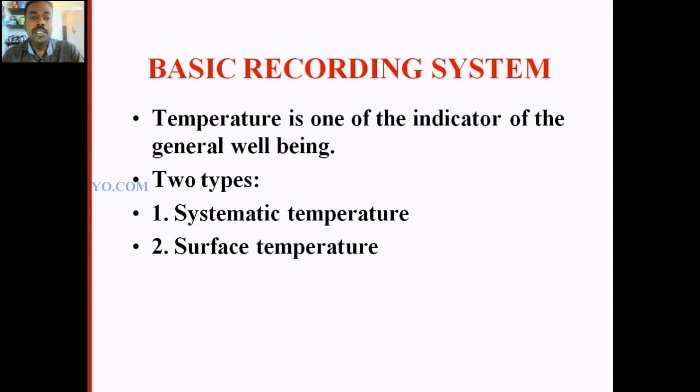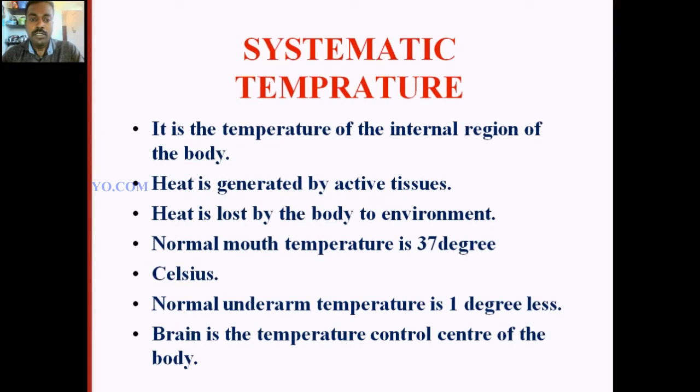Okay, right. So the human body temperature measurement is divided into two types. First one is systematic temperature and another one is surface temperature. So we will study one by one. First we are going to see the systematic temperature. What is systematic temperature? It is the temperature of the internal region of the human body. Internal region means the internal part of the human body.